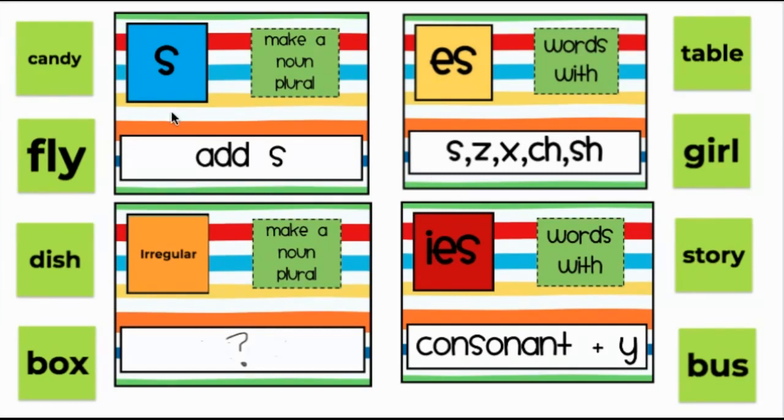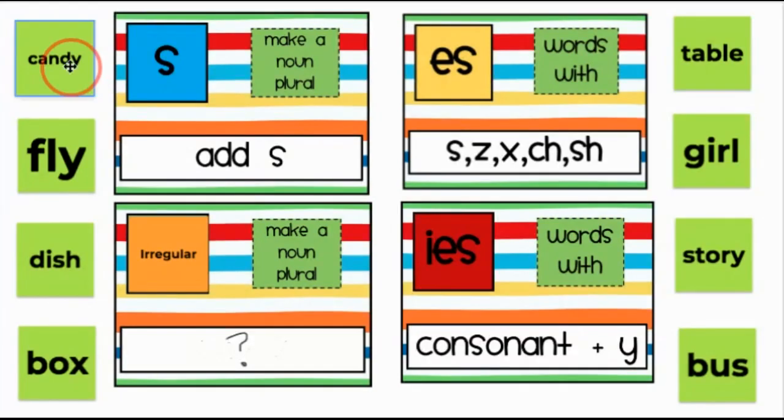So here we have the S. Remember most plurals, we just add an S. ES, remember if the words finish with S, Z, X, CH, or SH, we have to put ES, not S. Okay, we learned about IES. If a word finishes with a consonant and then a Y, we have to take out the Y, put IES. And finally, remember irregular plurals, they have no rule. Okay, so I put a question mark here. So let's look at these words.